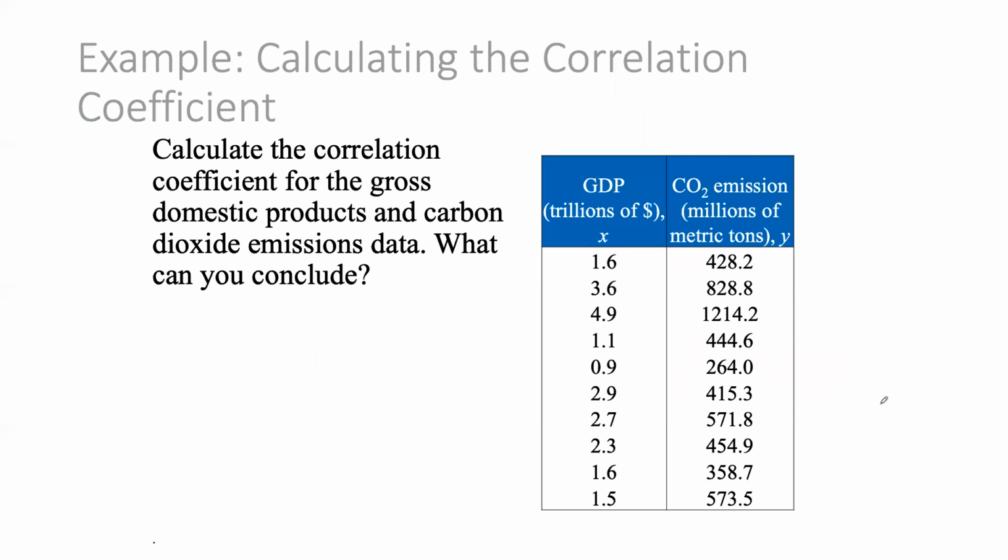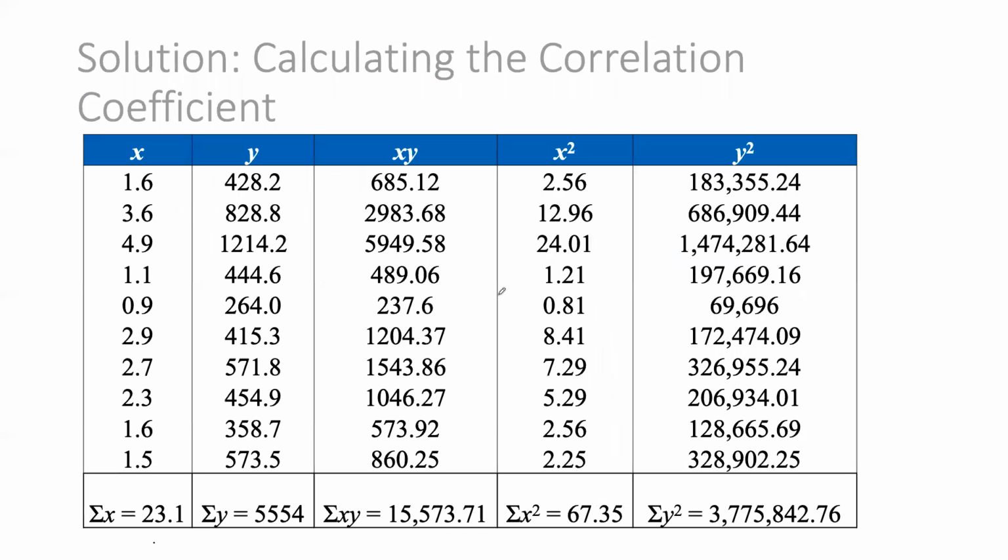Okay. So for our example here, I've done this exercise. We have x and y values and I have this table. The simplest way to do this is that first you have all your x values, you have all your y values, you do x times y. So the first column is x times y. So it's 1.6 times 428.2, which is 685.12. That's the first entry here. Then it's 3.6 times 828.8, which is 2,983.68. So that's all these xy values.